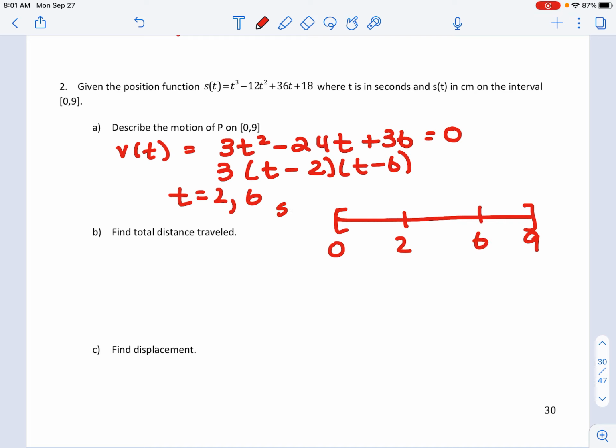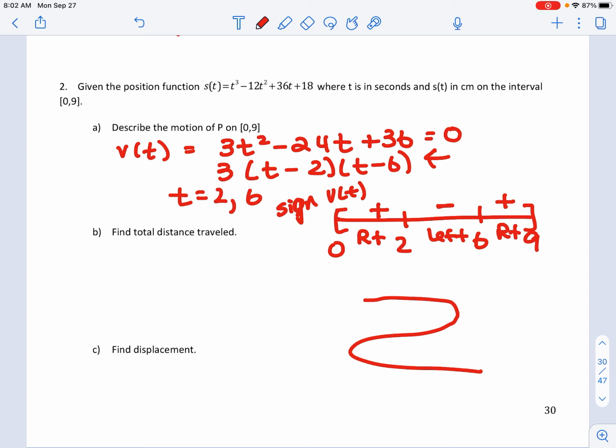And what I'm looking for is the sign of the velocity function. So I'm going to plug numbers into the velocity function right here to create my sign chart. If I plug in 1, this ends up being a positive, this ends up being a negative, and this ends up being a positive. So what this tells you about the motion of this particle is that when the velocity is positive, assuming we're only moving right, left, this particle is moving right from 0 to 2 seconds. Then it moves left, changes direction, then it moves right again. So it goes here, goes back, and then goes back again.